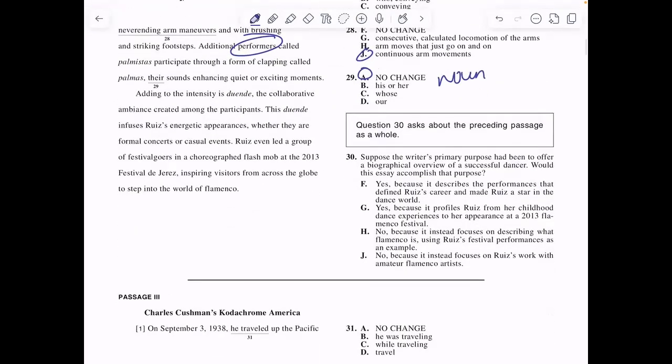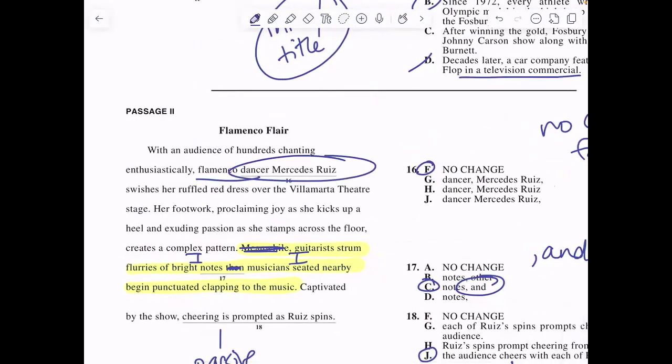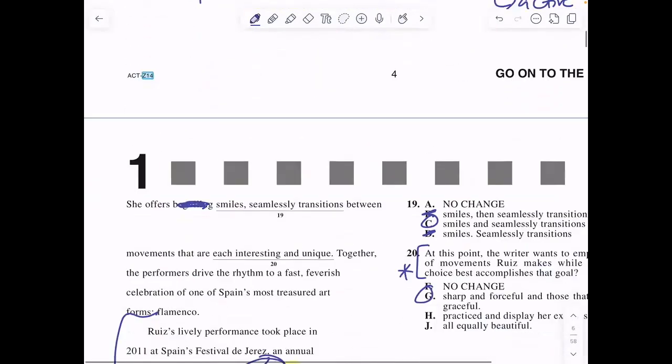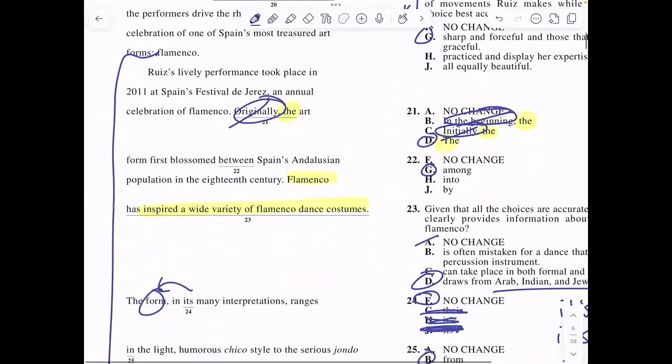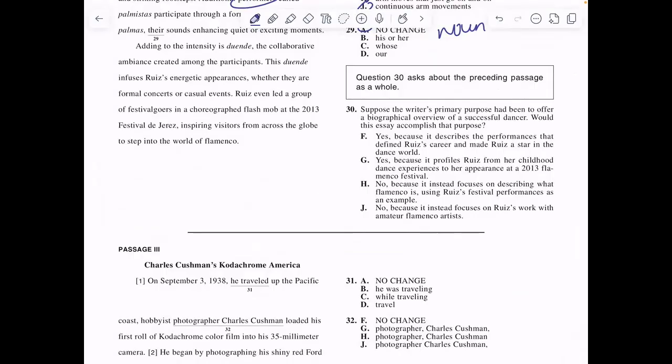Okay, last one. Suppose the writer's primary purpose had been to offer a biographical overview of a successful dancer. Would this essay accomplish that purpose? We have to go back to our intro and our title. This was about flamenco flair, and it's talking about Mercedes Ruiz, her footwork, talks about her performance. I feel like yes. No, it's no. Sorry, I got caught up.